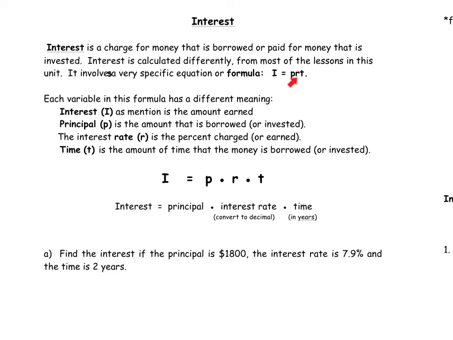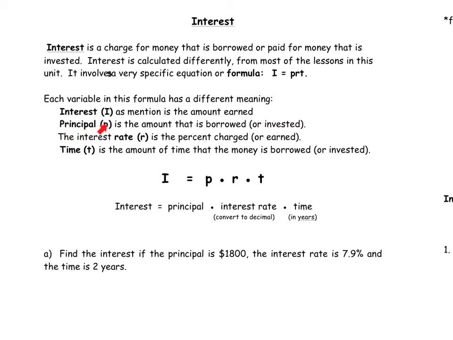I equals PRT, and these variables are not to be confused with our part equals rate times total. We'll go ahead in a few moments and discuss what these variables mean. Each variable in this formula has a different meaning. Interest, which is the I as mentioned, is the amount that's earned if we invest money or the amount that we're charged if we borrow money.